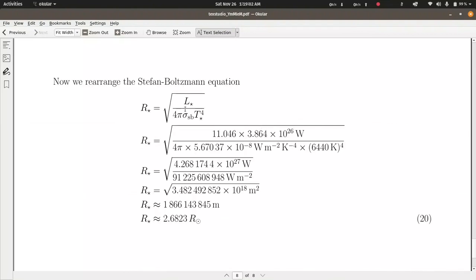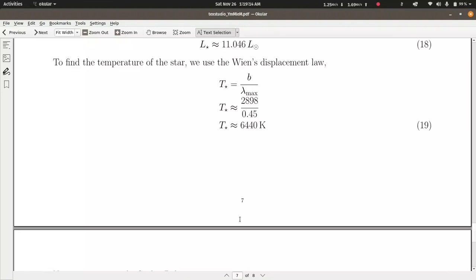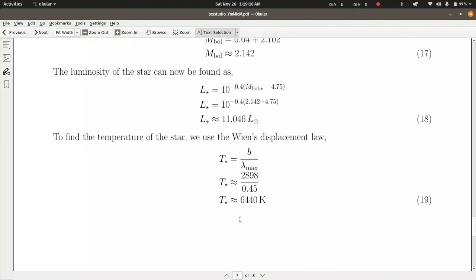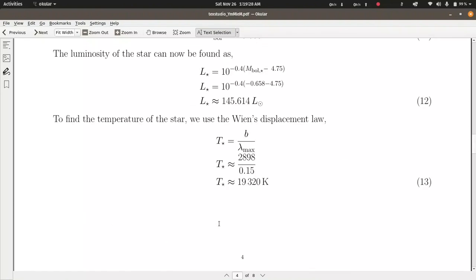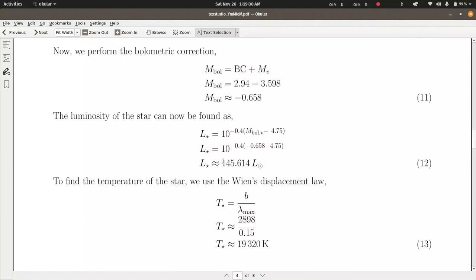And then we put these values into the Stefan-Boltzmann equation to get the radius of the star, which comes out to be 2.6823. So star 2 is slightly bigger, but the luminosity of the star is less and the temperature is also closer to the solar value. However, for star 1, we see that the radius of the star is almost the same as the sun. However, the temperature and the luminosity of the star are quite huge when compared to the solar values.